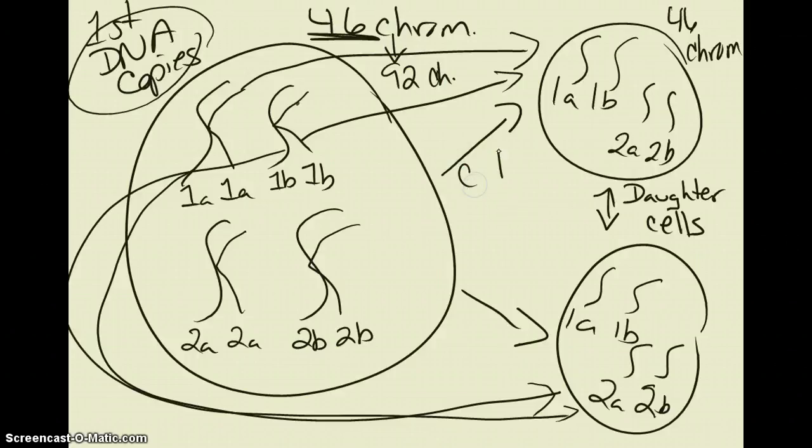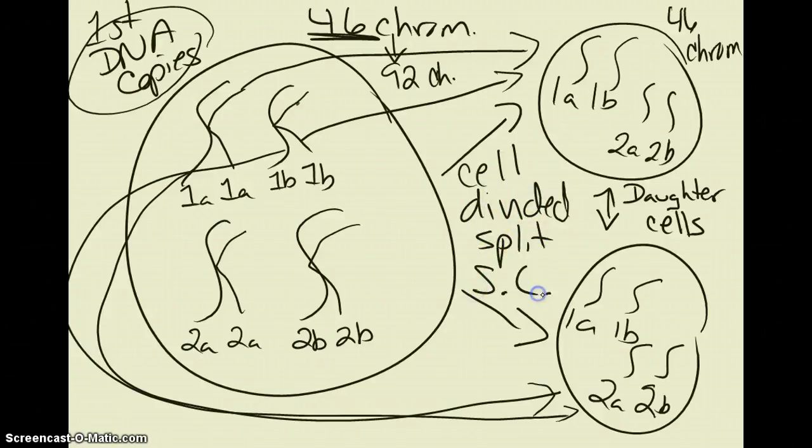Then the cell divided, okay, and it split the sister chromatids. I'm just going to abbreviate those SC. Okay, so it split the sister chromatids, resulting in 2 identical cells with 46 chromosomes each, okay, that are also identical to this original parent cell that we started with. So literally making identical copies, going from 1 cell to 2, starting with 46 chromosomes, ending with 46 chromosomes. This is the process of mitosis.